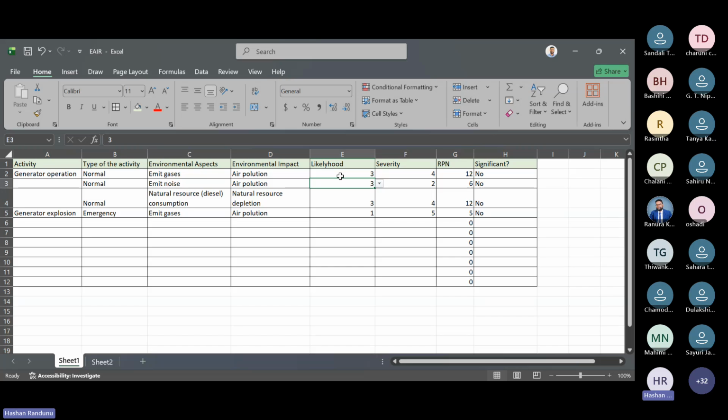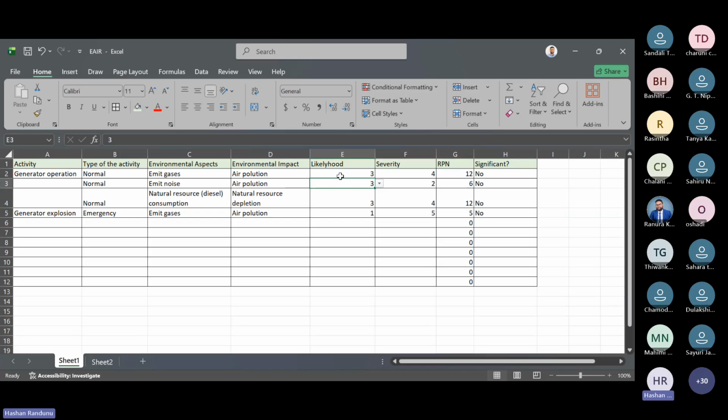We already have mentioned likelihood, severity, then you can consider legal requirements, right? When you consider legal requirements, if there is a legal requirement related to the particular environmental aspect, then you can rate that as 5, because there is a risk. If there isn't a legal requirement related to that, then you can rate that as 3 or 1, right?